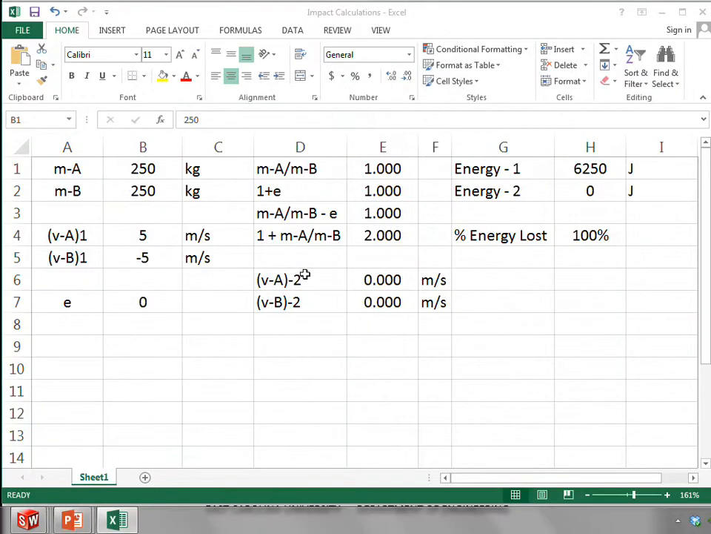Now, as we said, one of the other things we could look at would be masses that are not equal to each other. So in the first case, let's go back to our baseline case.